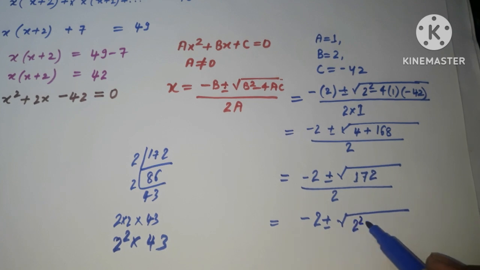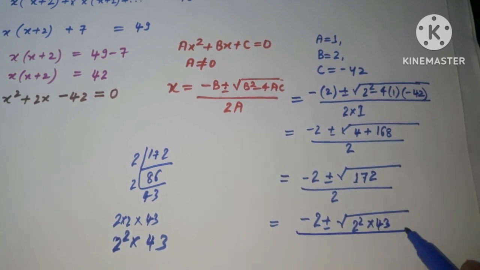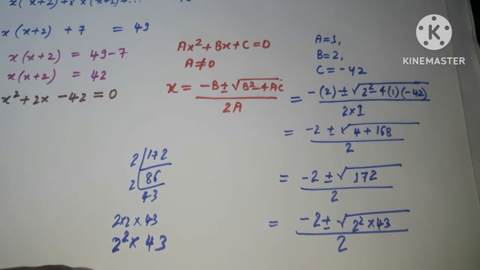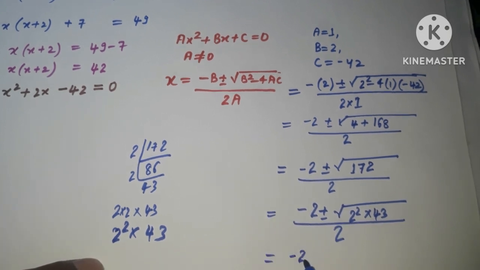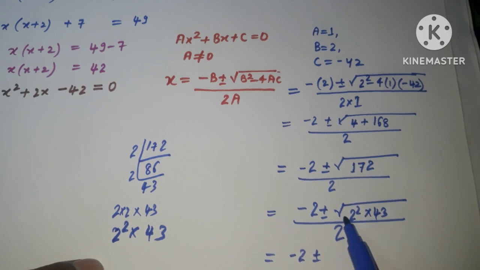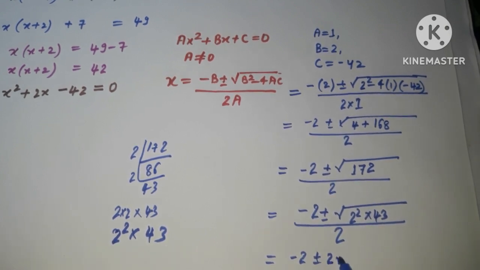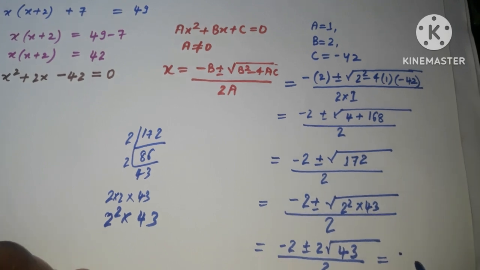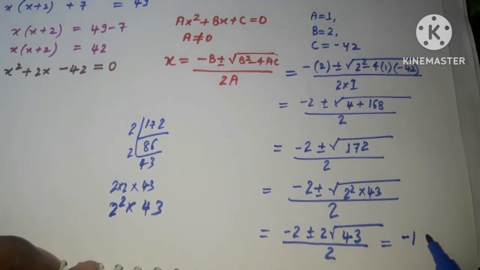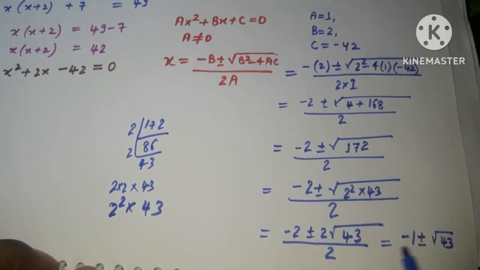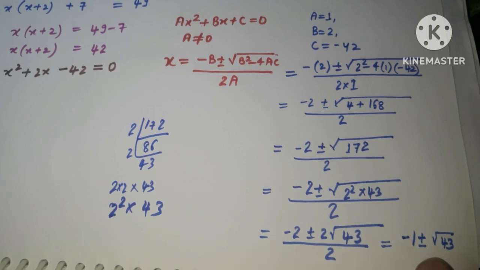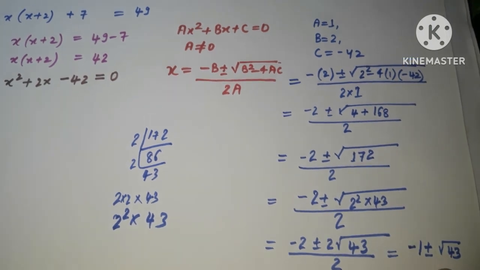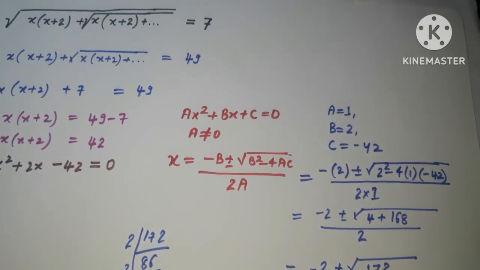So we have minus 2 plus minus root under 2 square into 43, divided by 2. So 2 square will come outside of the root, and that is going to give us 2 outside. So we'll have a 2 here, and 43 under the root, and we have 2 below. So 2 is going to cancel after taking common. So we have the value here, that is negative 1 plus minus root under 43. So this is our solution for x.